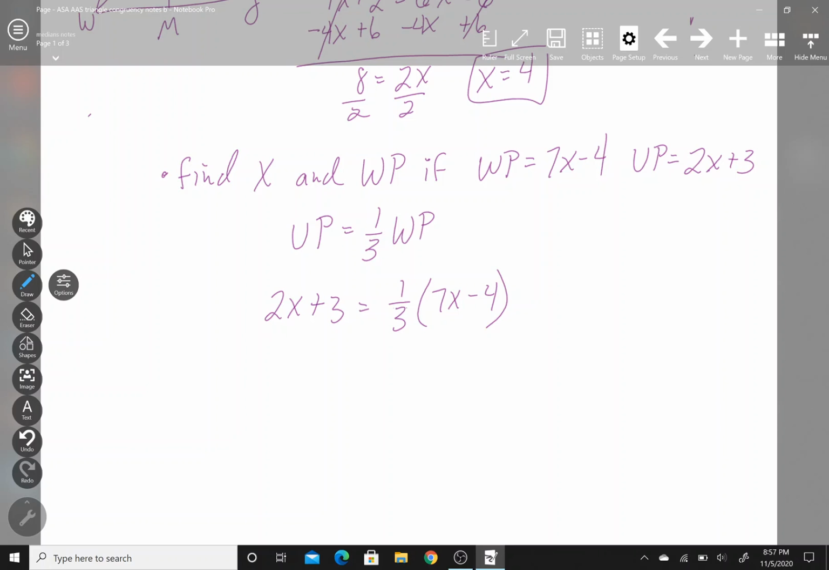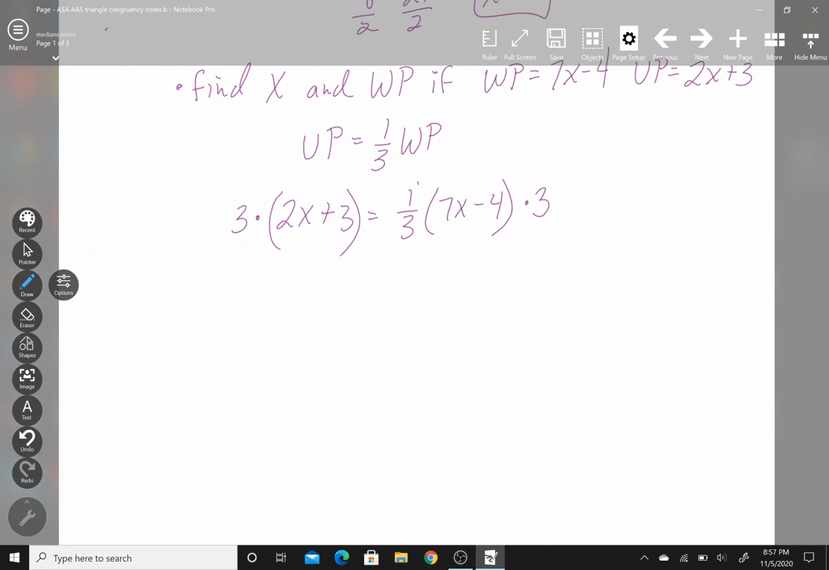Okay, look in here. Can you divide 7 by 3? No. Can you divide 4 by 3? No. So we have to get rid of this 1/3. So we're going to multiply by 3, because to undo that 1/3, we're going to multiply by its reciprocal, 3. So put parentheses over here, and you do times 3. On the right-hand side, the 1/3 and the times 3 cancel, and you just have 7X minus 4. And then on the left-hand side, we do our distributive property. 3 times 2X is 6X, and 3 times positive 3 is plus 9. So I have 6X plus 9 equals 7X minus 4.